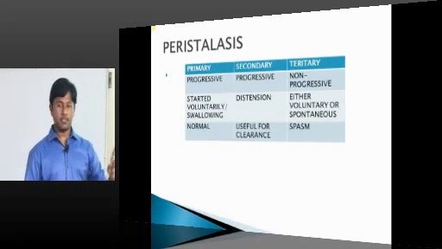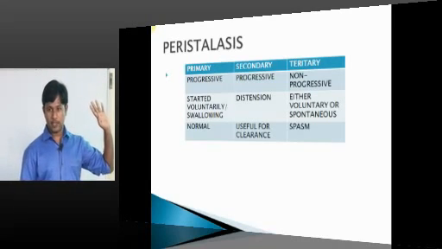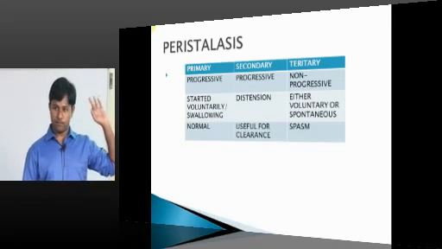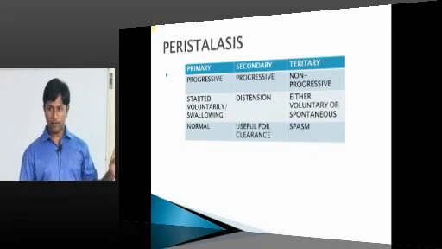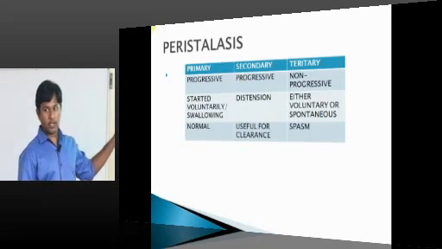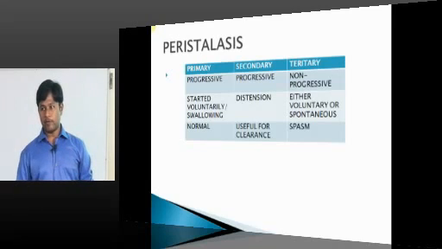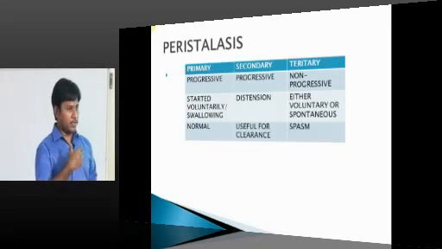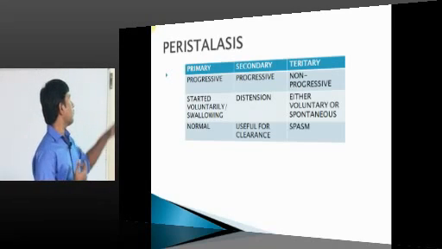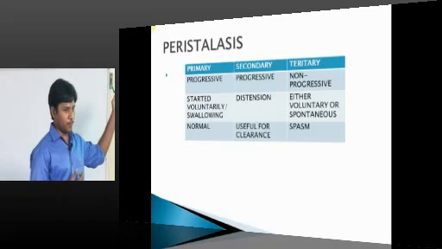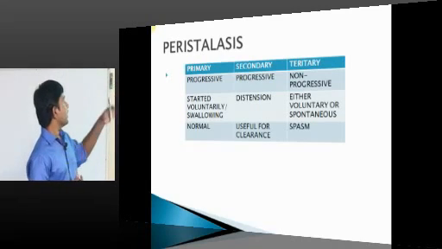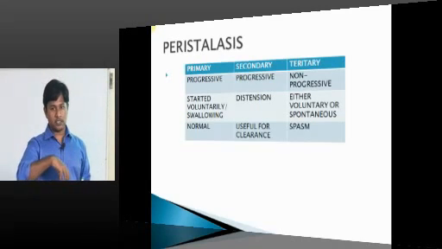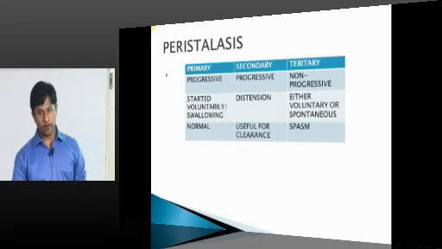Okay, let us talk about the physiology. Two points regarding physiology, that is regarding the waves. I think you all know about the waves. We have the primary wave, secondary wave and tertiary wave. The important point regarding the primary wave is that when you try to swallow, you voluntarily produce a primary wave. When the food is in the esophagus, it produces a secondary wave.